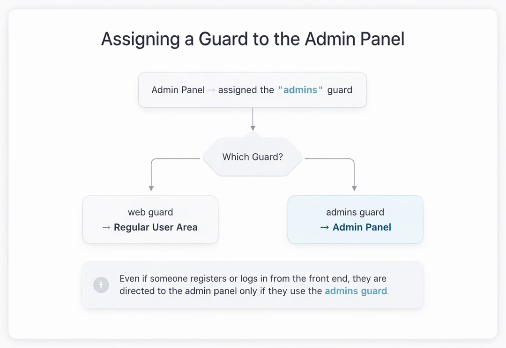Once the admins guard was created, it was assigned directly to the admin panel. What this means in practice is really important. If someone tries to log in or register from the front end of the website, they go through the regular web guard and land in the regular user area. But the admin panel is protected by the admins guard, so only users authenticated through that guard can access it. This separation is what was accomplished in the previous session, and it's a critical security design decision.